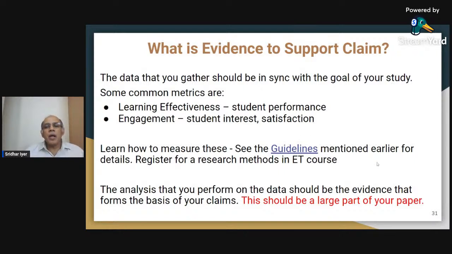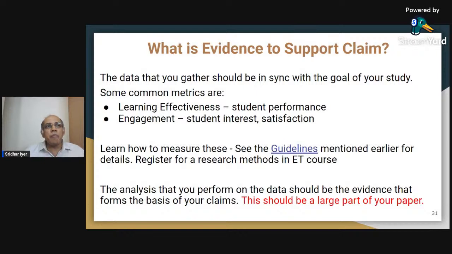So once again, if you have already generated the evidence, then it's a matter of trying to portray it in a manner that is convincing. If not, you have to learn how to measure these. Once again, you can see these guidelines or register for a research methods course. Okay, so many of these courses are available online. You can look at that also. So the main point here is that this is a large part of your paper. Okay, the largest part. So often we think that a description of what we have done is the largest part. Okay, so that's not the largest part.